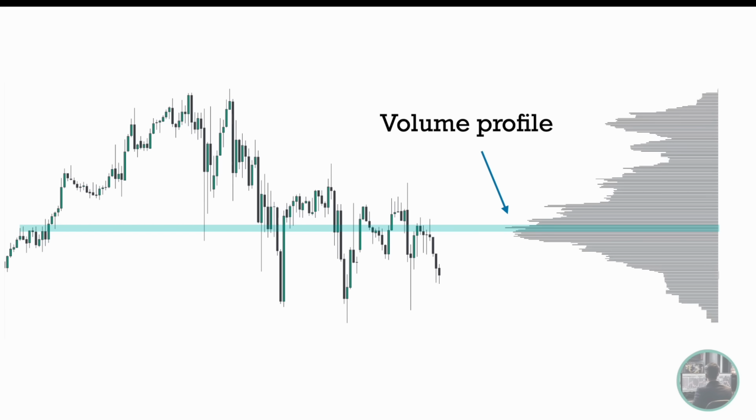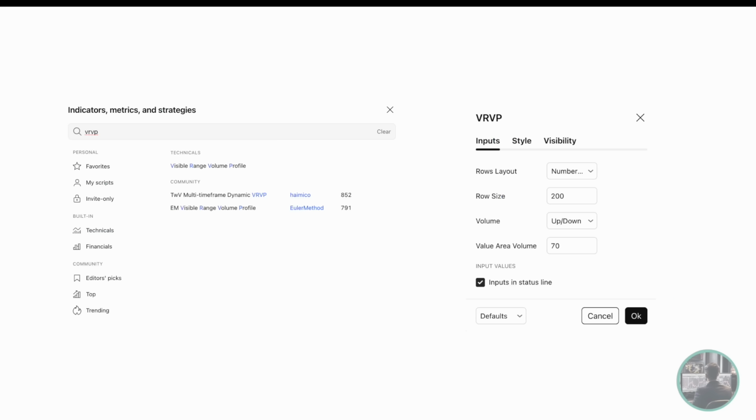Now, adding volume profile on our chart is simple. There are a couple of different variations of the volume profile, but the main one we want to use is the visible range volume profile, or VRVP. And as the name suggests, this is going to account for all the volume of whatever is currently visible on your chart. So we go into the Indicators tab and type in VRVP, then select this one. Once we have that on our chart, we go into the settings and change the row size from 24 to 200. And then you can change the color to gray if you want. Now it should look something like this.